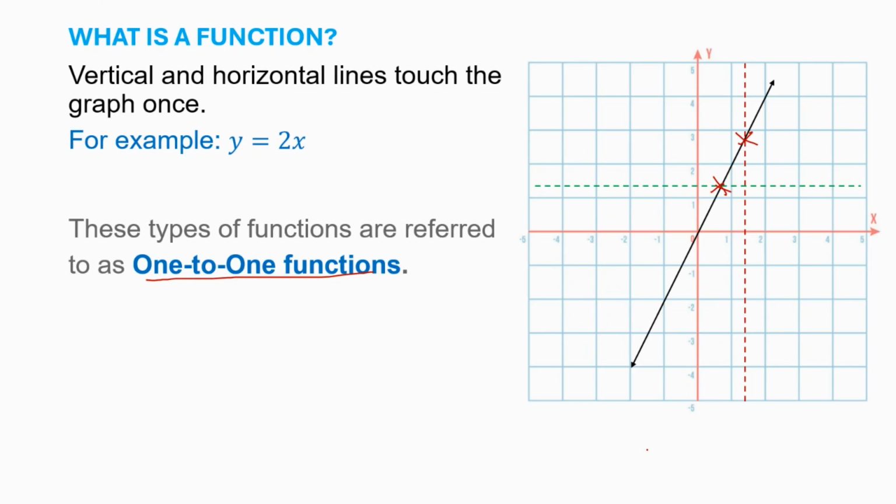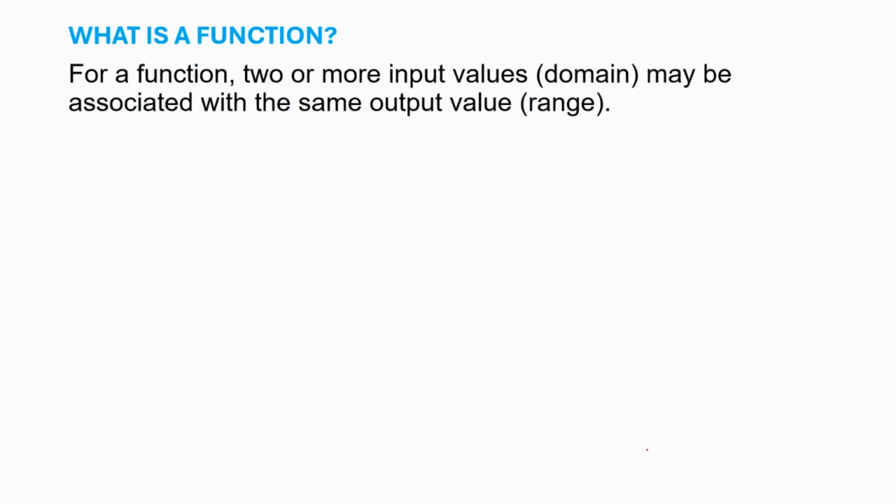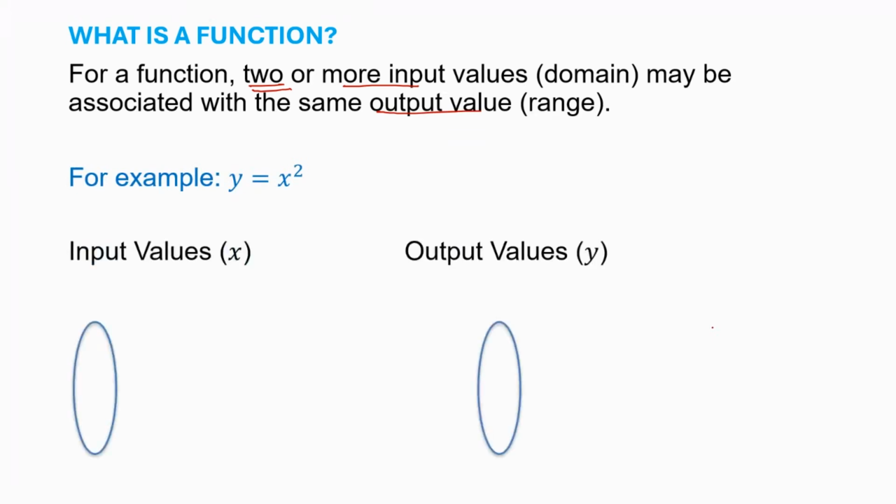Let's look at another type of function. For a function, two or more input values may be associated with the same output value. How is that possible? Let's look at this example. y is equal to x squared. Let's say, for example, we have the input value, the x value, as -2. What will it give us? -2 squared will give us 4. Even 2 squared will give us 4.